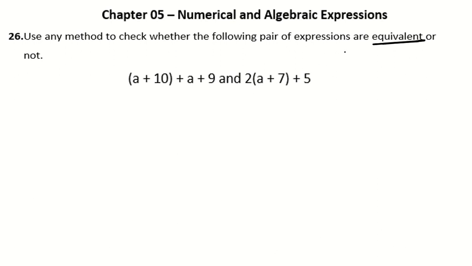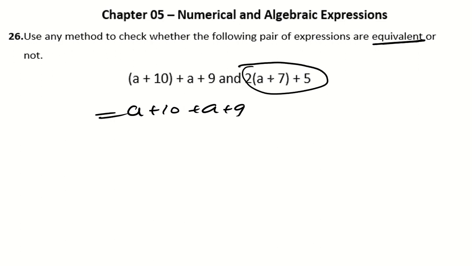Equivalent means if you get the same answer, the same expression as the answer, then it will be called equivalent. Okay, so just simplify this. This is a plus 10 plus a plus 9. All numbers are in plus, so no need to take extra care of the bracket. Here you will have to be very careful because it is bracket and multiply. So just apply the distributive property here.